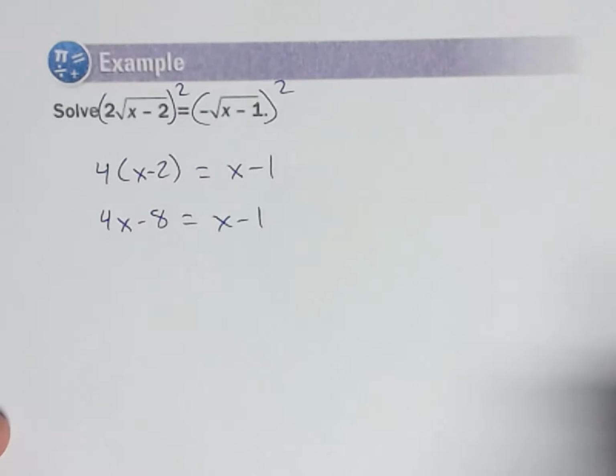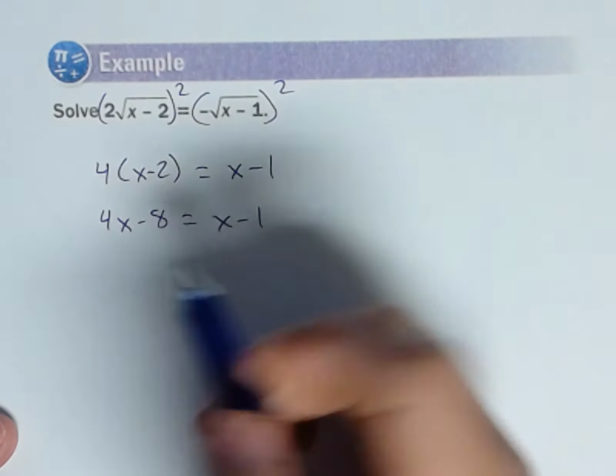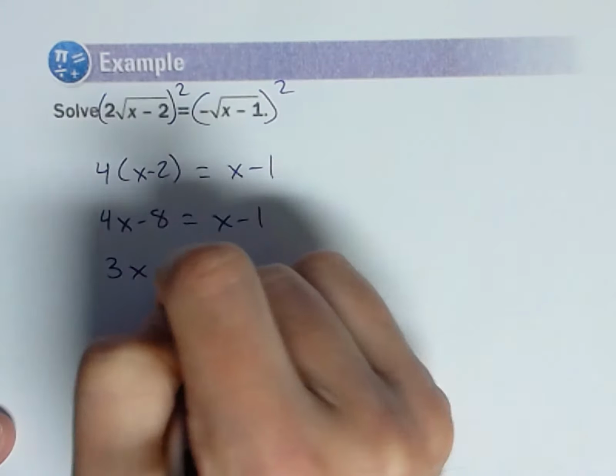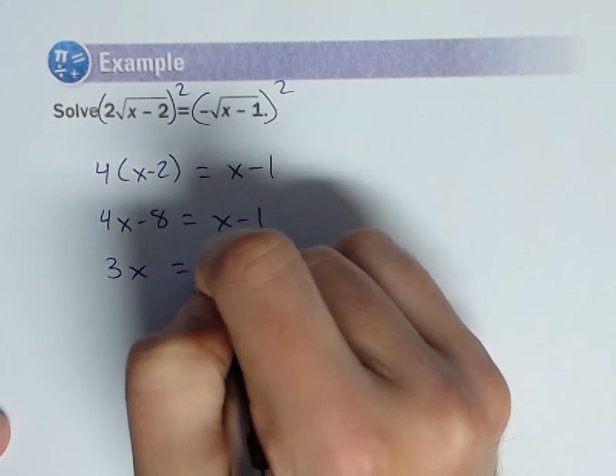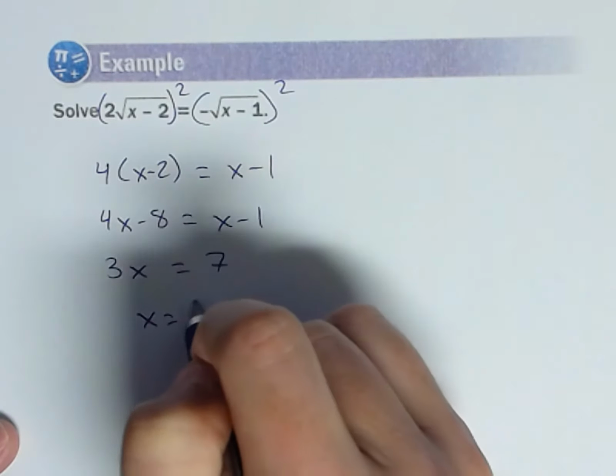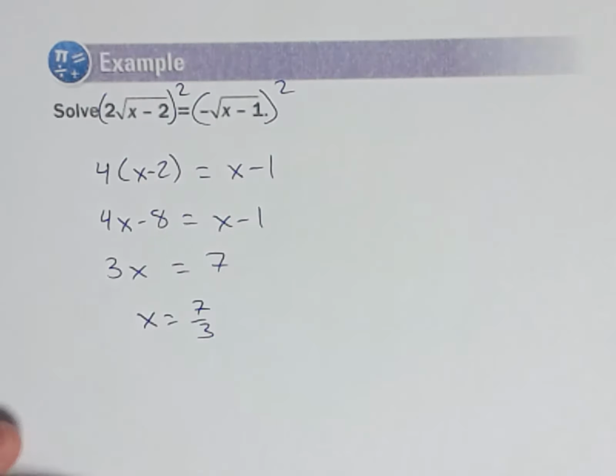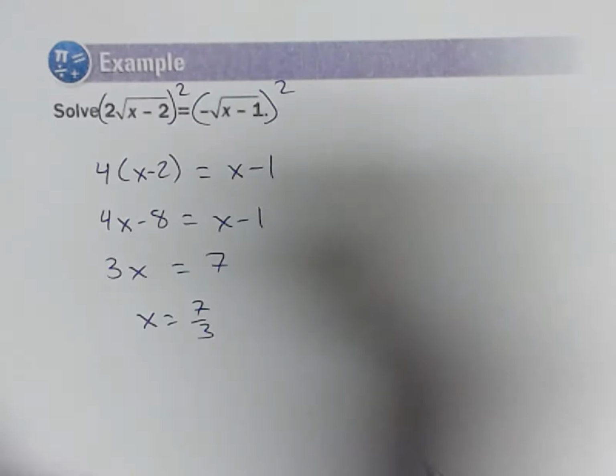Let's combine like terms and solve this. So if I subtract my x over, I'll get 3x. If I add my 8 over, I'll get what? 7. So x equals 7/3. But we need to check, right? Let's see if that would actually work.